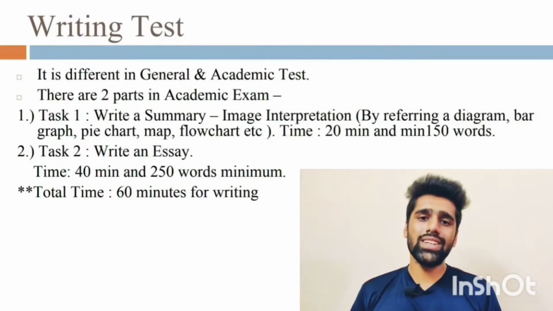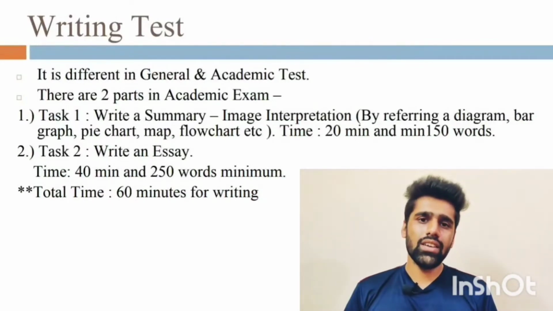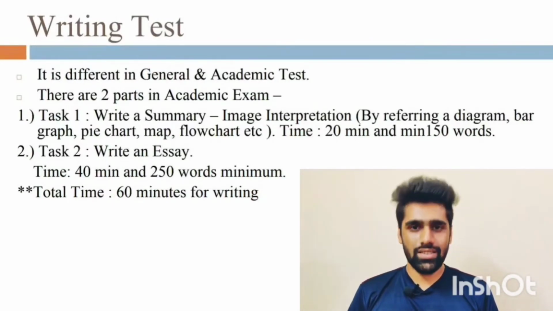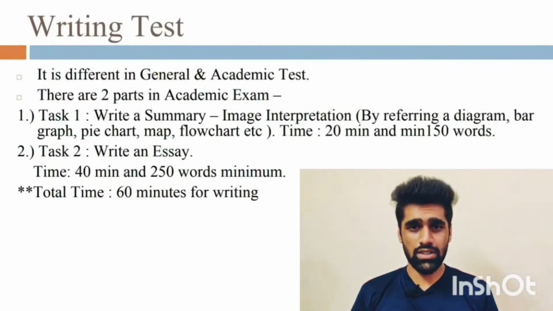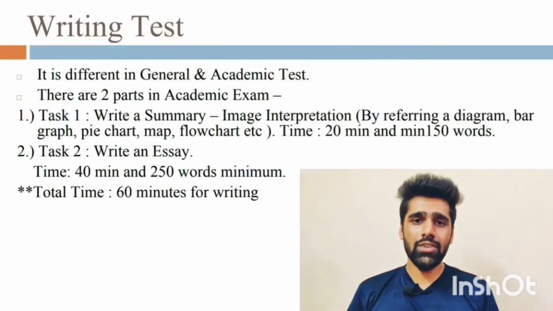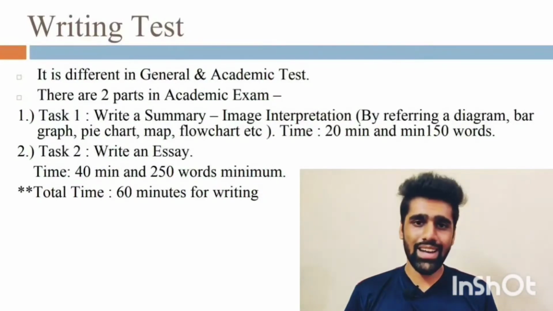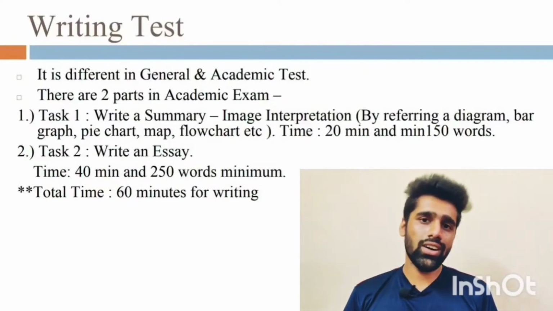Now we talk about the task 2. In this, you have to write an essay, and the word limit for this is minimum of 250 words. If you guys don't meet the minimum word limit, then you will have to pay a penalty and you will not score your desired band. Now we move to our last test, that is the speaking test.